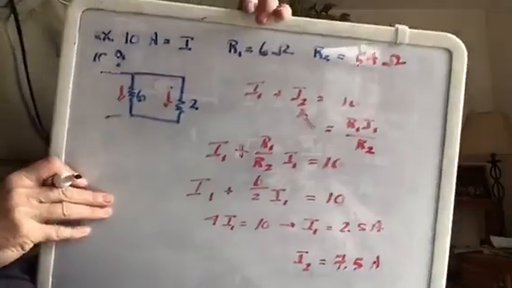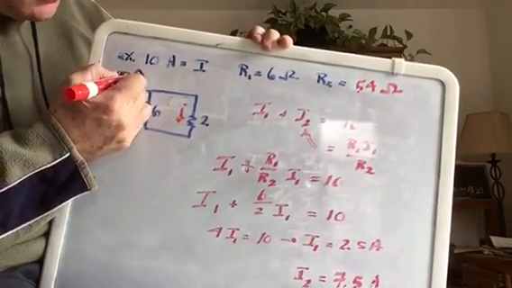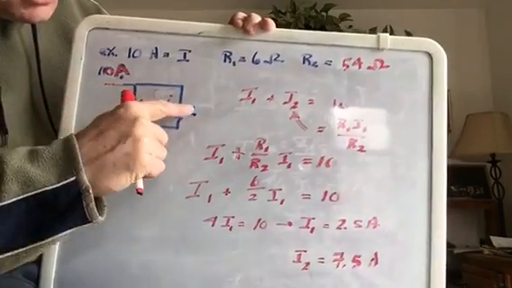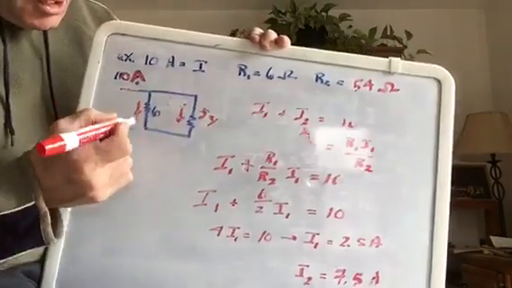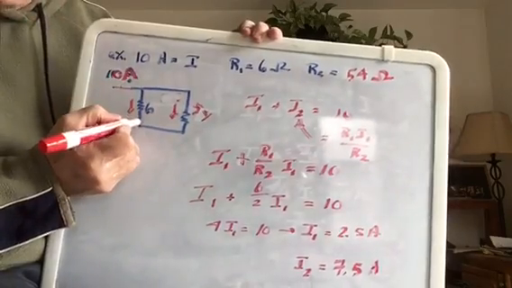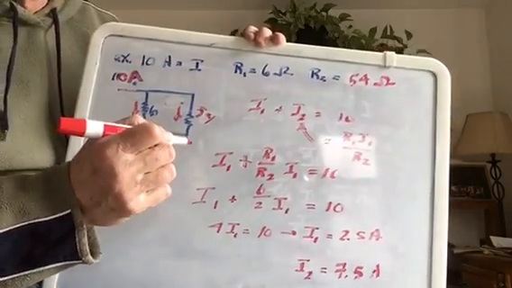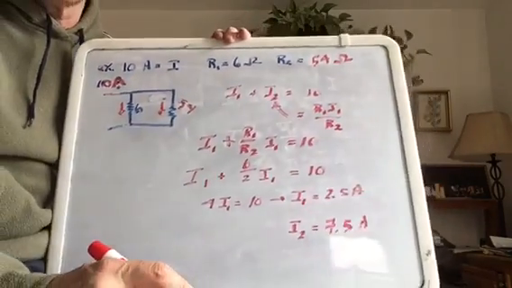Okay. So there's the problem statement. 10 amps coming. How's it going to split? This one's 6 ohms, but now this one over here is 54 ohms. So hopefully we have more current going this way because that's less resistance, and we're going to try to use the same equations. This time I'm going to go through the whole thing myself and then get it back up there and see if it makes sense to you.